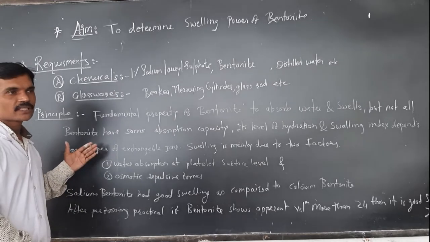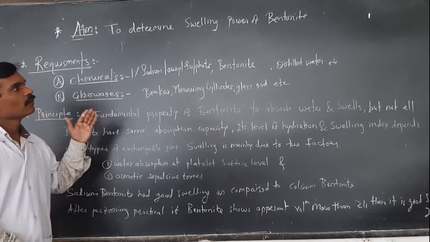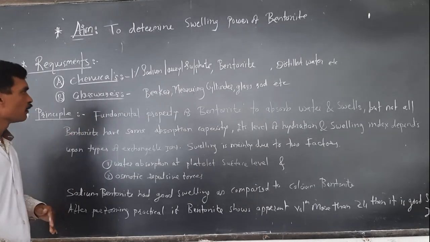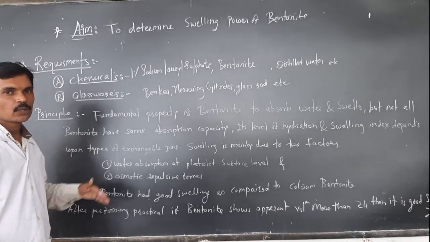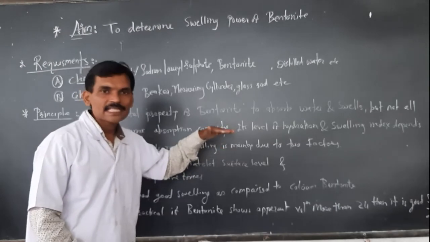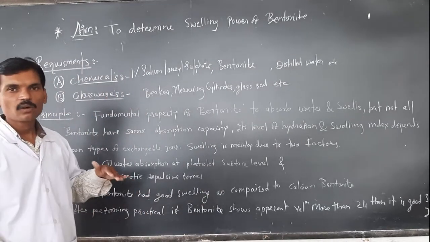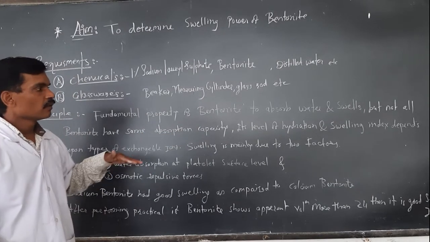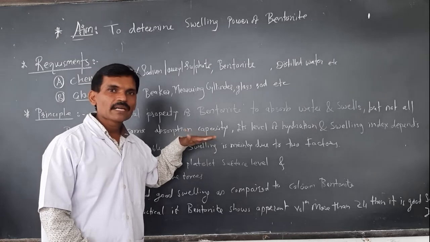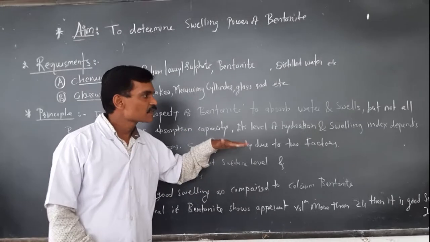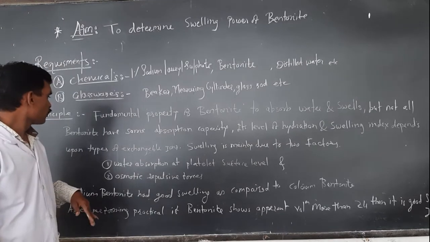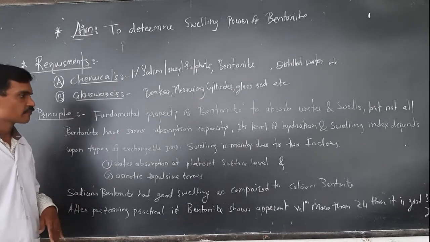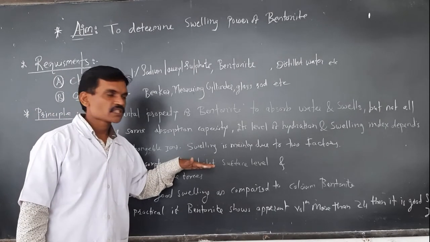Now, very first of all, the principle behind determining the swelling power or swelling index of bentonite. The fundamental property of bentonite is to absorb water and swell. But remember that not all bentonites have the same absorption capacity. The absorption capacity depends mainly on the level of hydration and swelling index. It depends upon the exchangeable ions that are present in the bentonites. There are two major factors.